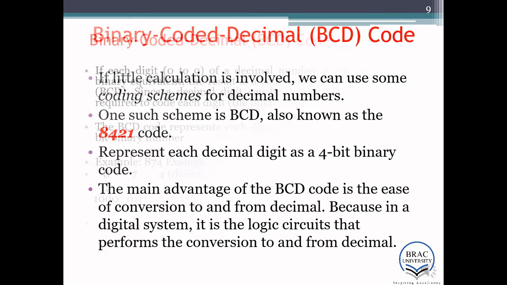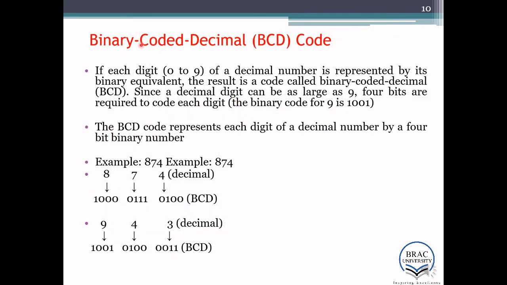Binary coded decimal, which is known as BCD. If each digit 0 to 9 of a decimal number is represented by its binary equivalent, the result is a code called binary coded decimal or BCD. Since a decimal digit can be as large as 9, 4 bits are required to code each digit. The binary code for 9 is 1001. The BCD code represents each digit of a decimal number by a 4-bit binary number.